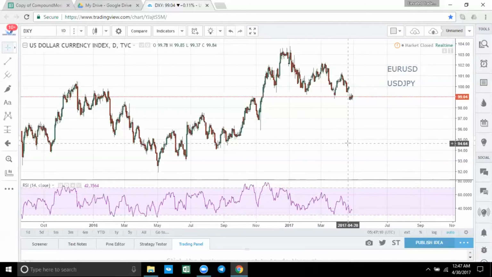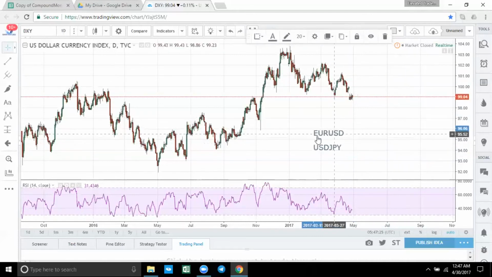Or actually, you know what? Hold on, guys. Hold on. I want to talk a little bit more about how you would actually apply this information. So let's talk about this. For instance, the EUR/USD, right?